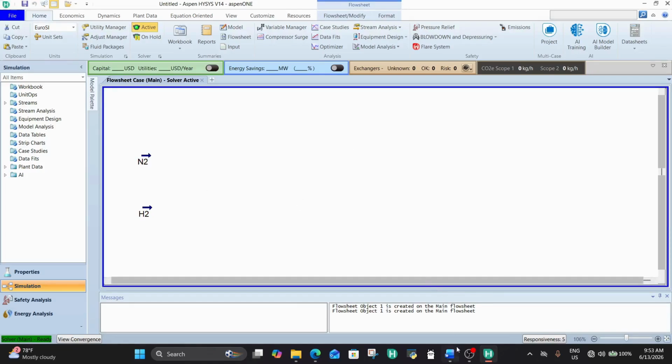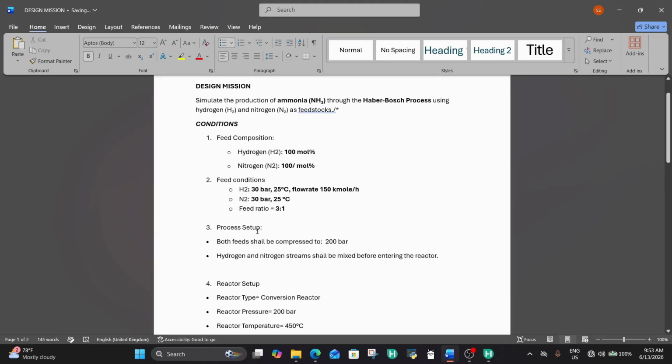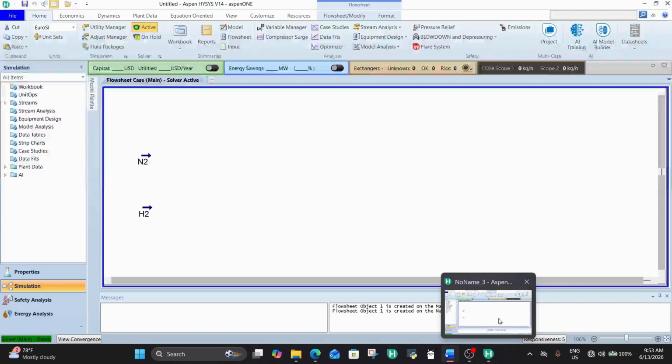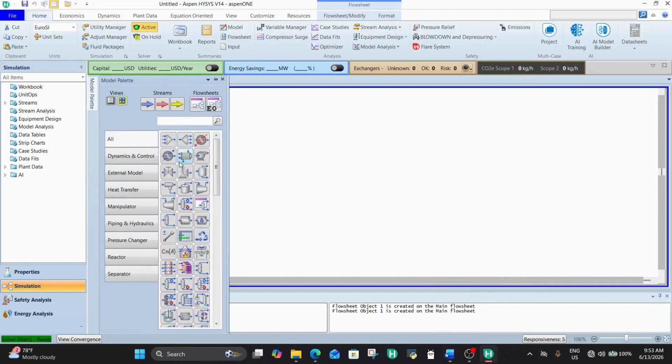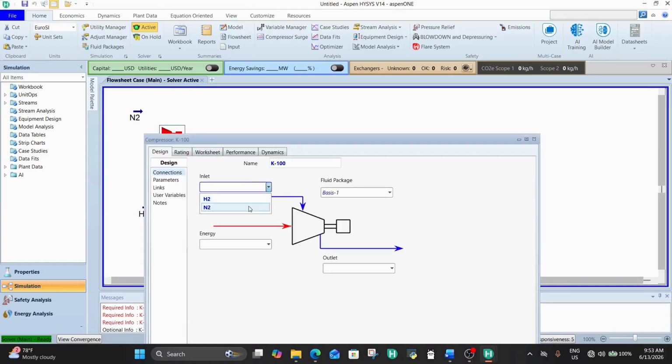With this, we have created our feedstocks. So next up, we have our process setup, which tells us that both feeds shall be compressed to 200 bar. So we introduce our compressor. Plug in our nitrogen. The compressor requires an energy stream label, ecomp. We call this our compressed nitrogen.